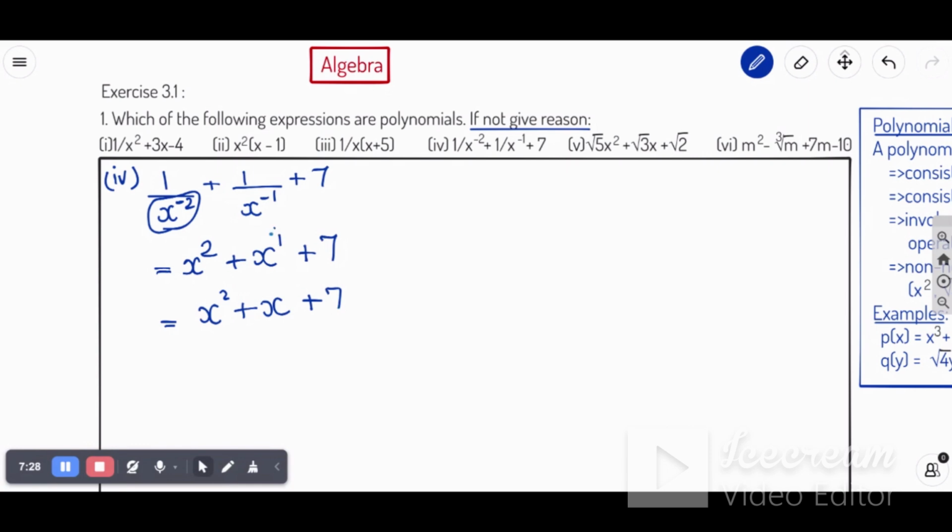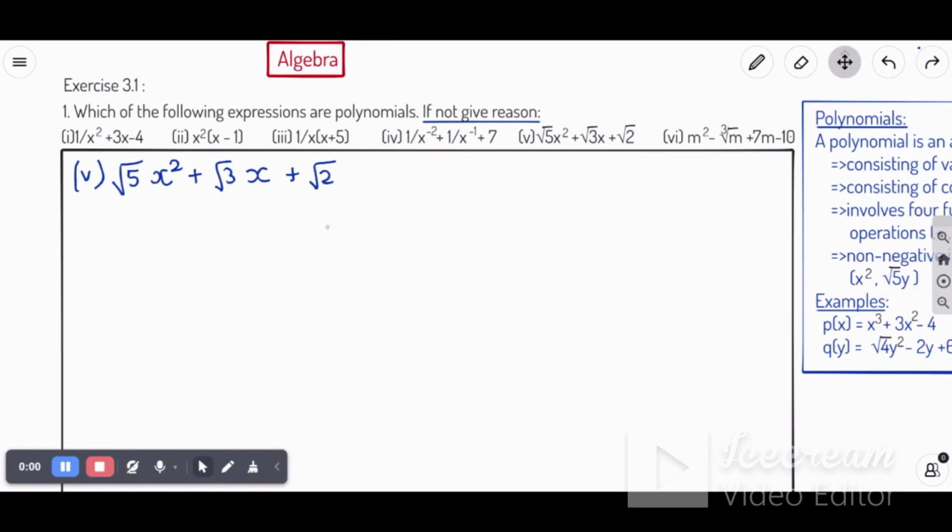So if you could see what are the powers of x here, they are positive, it means non-negative. So is it a polynomial? Yes, it is a polynomial because it has non-negative integral powers. Hope you understood this. Just simplify your expression and see whether you have non-negative integral powers. Let's move on to the next question.